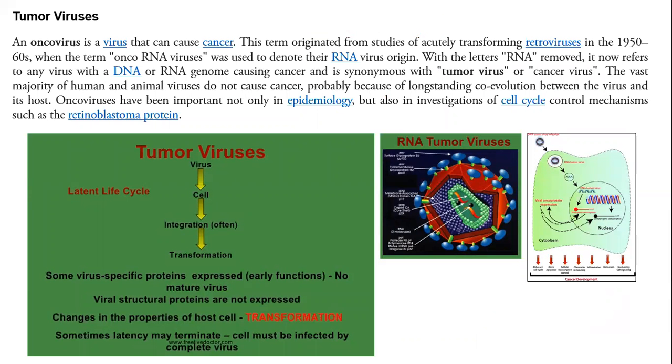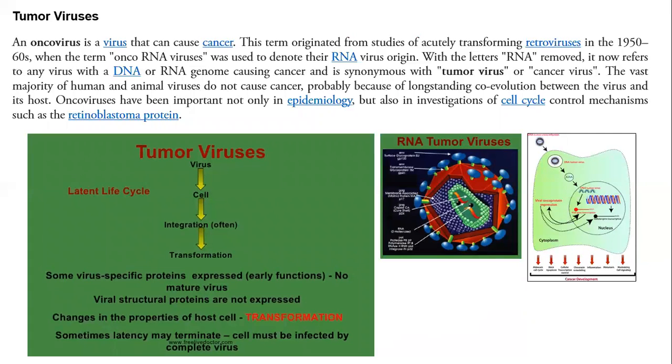Now come to the acellular part of microbial diversity, which is virus, and mainly the tumor virus is important. We choose tumor virus for this topic because it consists of two types of viruses, RNA virus and DNA virus both. These are basically the oncoviruses that cause cancer, and the term oncoRNA virus was used to denote their RNA virus origin, but nowadays we can find that there are some DNA oncoviruses, and these are now classified as tumor virus. They are known as tumor virus now.